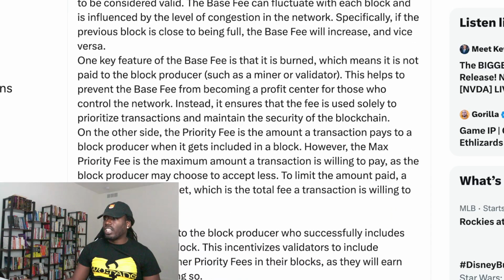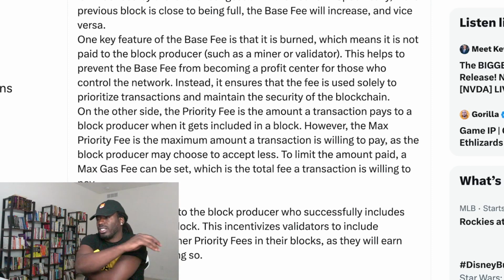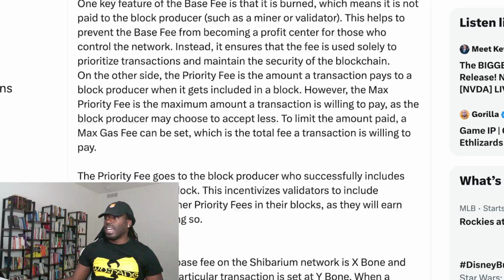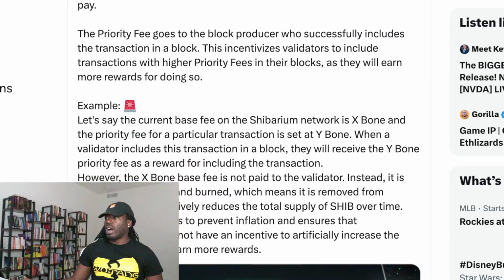The priority fee goes to the block producer who successfully includes the transaction in a block. This incentivizes validators to include transactions with higher priority fees in their blocks, as they will earn more rewards for doing so. So for example, let's say that the current base fee on the Shibarium network is X BONE and the priority fee for a particular transaction is set at Y BONE.